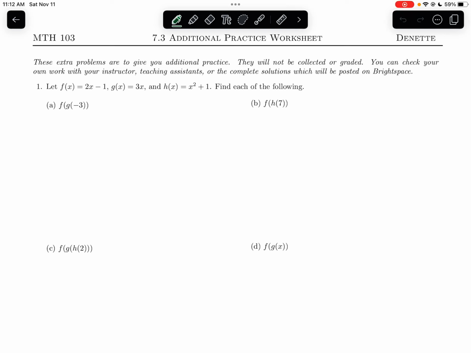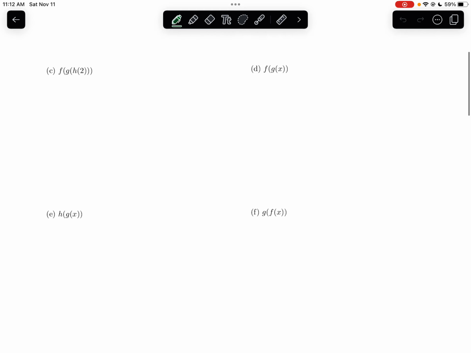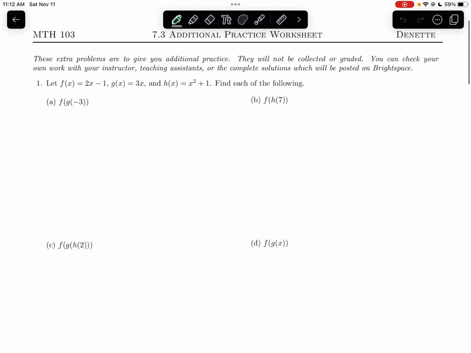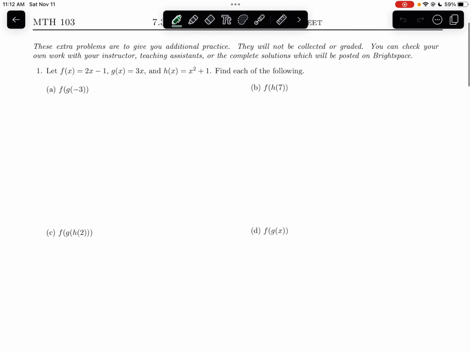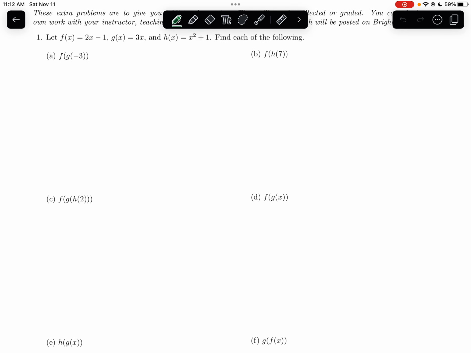So here there's three functions given to you, f, g, and h, and you're asked to find compositions of them. A, B, and C are just asking for numerical values for the compositions, and then parts D, E, and F are asking you for the formula for those compositions. So I'm going to do D first, and then kind of go back.